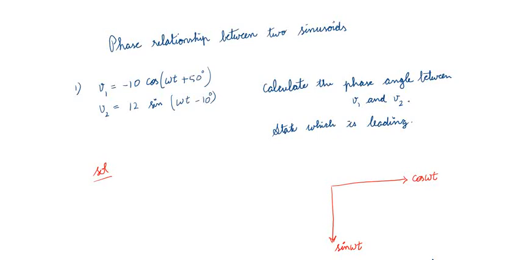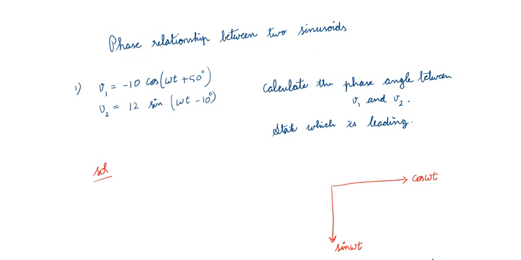In this video, we are going to discuss the phase relationship between two sinusoids. Particularly, we are going to take two sinusoids and find out which sinusoidal signal is leading or which is lagging, and what the phase relationship is. Phase is nothing but the angle between the two sinusoids.